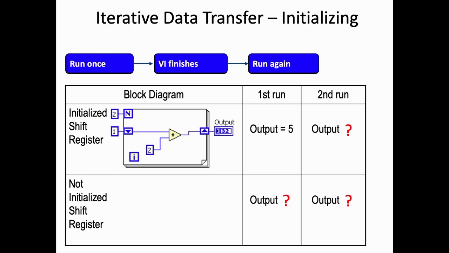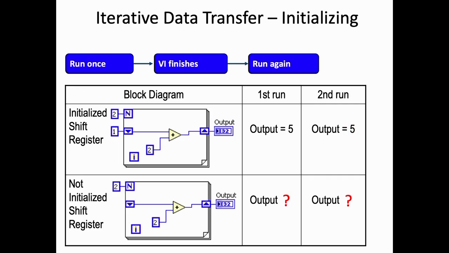Is it the same? Yeah, it's the same, because I've initialized my shift register. It does 1 plus 2 is 3, the second time it runs, 3 plus 2 is 5, and I get an output of 5. Now, what about in this instance?